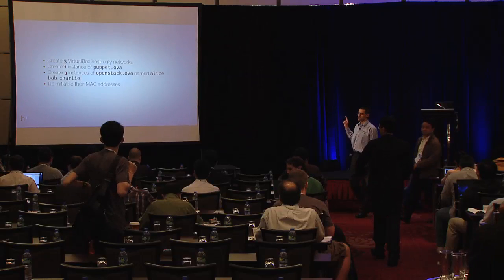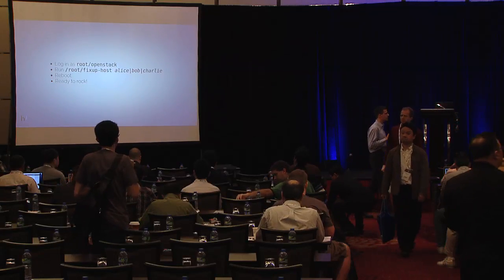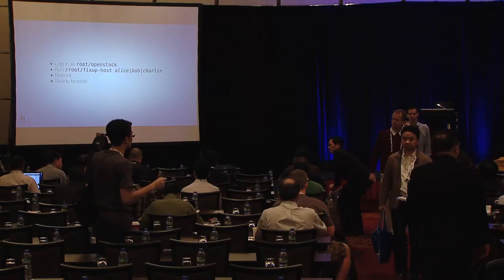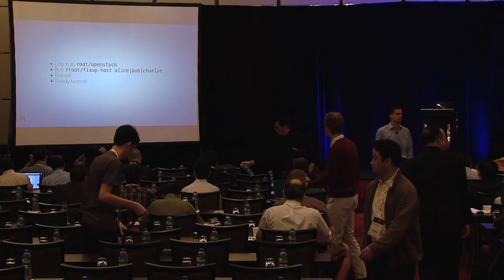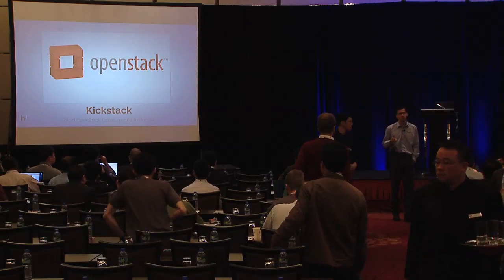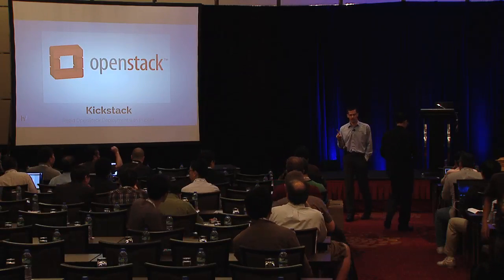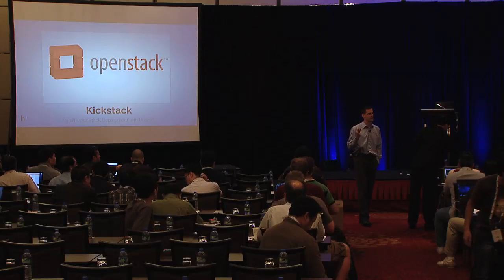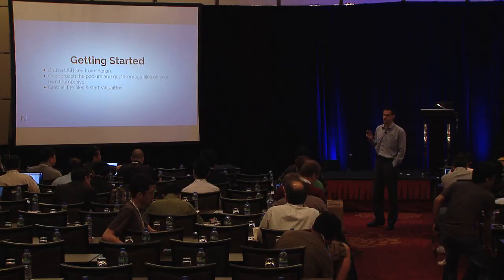Okay, and there's instructions for you that are on the screen here now. What you're going to have to do is there are 2 virtual appliance images on the USB drive. One is called Puppet OVA and one is OpenStack OVA. The Puppet one, we only need 1 instance of. And the OpenStack one, we need 3 instances of. And they're going to be named Alice, Bob, and Charlie.